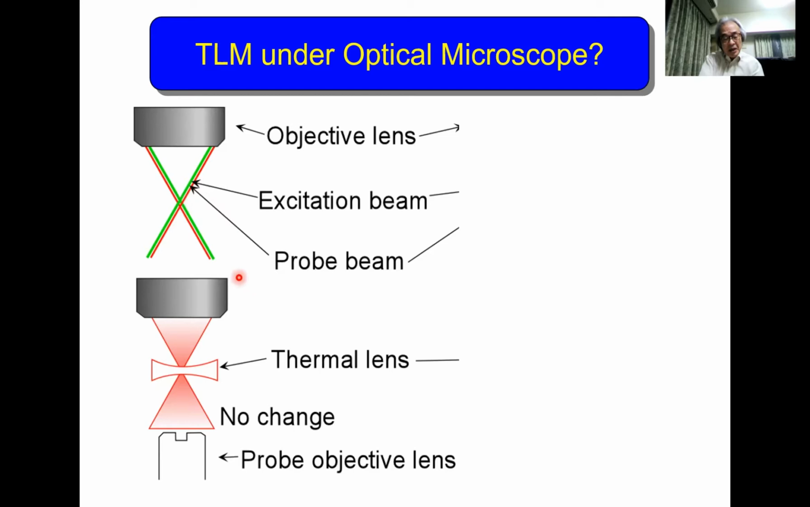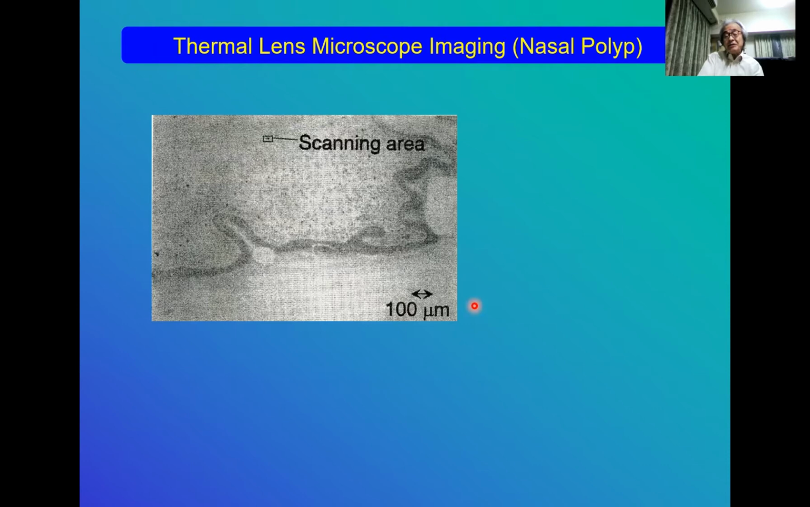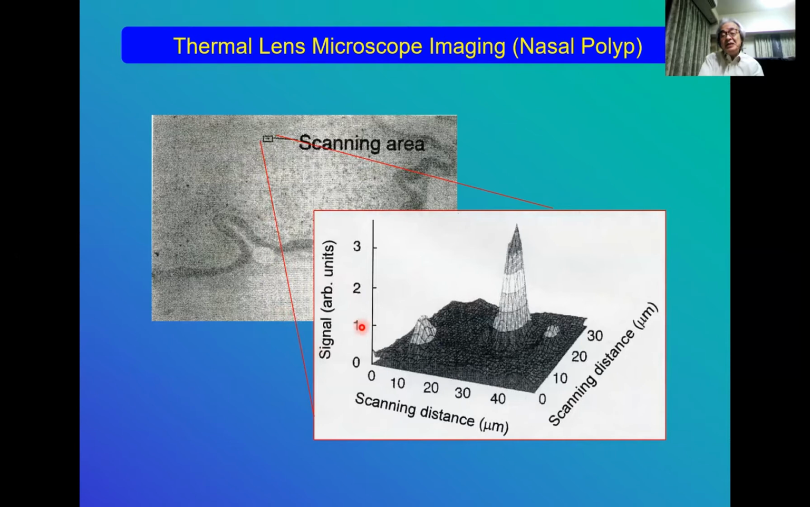This is a microscope. In such a case, the thermal lens is induced at the focal position of the excitation beam, but the probe beam's focal position is the same. The ray cannot be changed by the lensing effect, because a ray passing through the center of the lens goes straight forward. That is why no change is induced by the photothermal effect. We believed this common sense, and that is why, when we applied this to the imaging of cells, this is an imaging of a cancer cell.